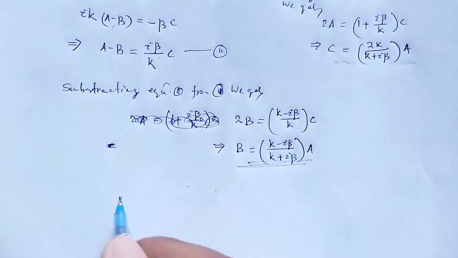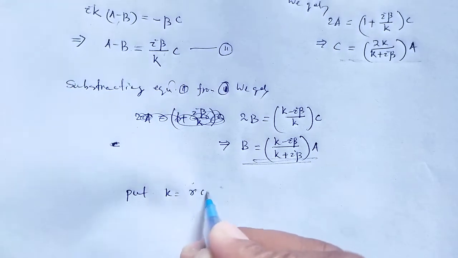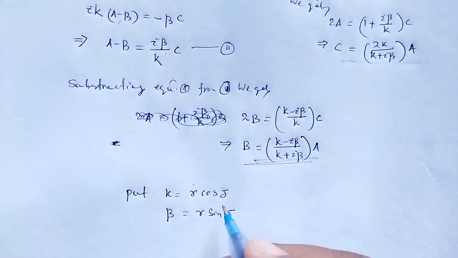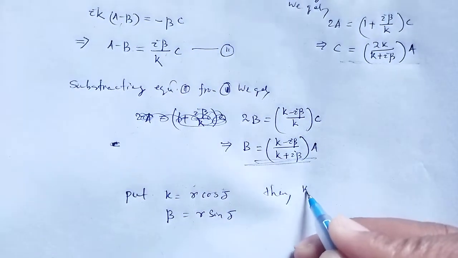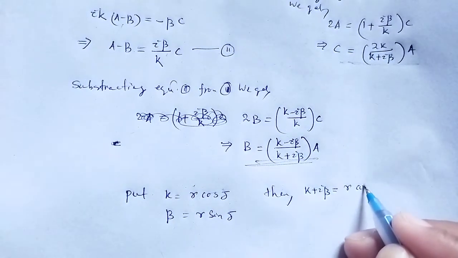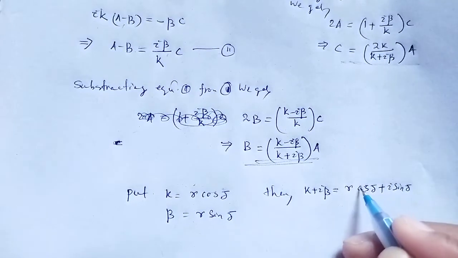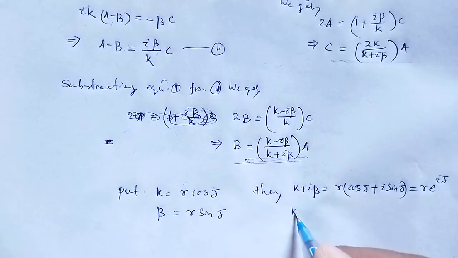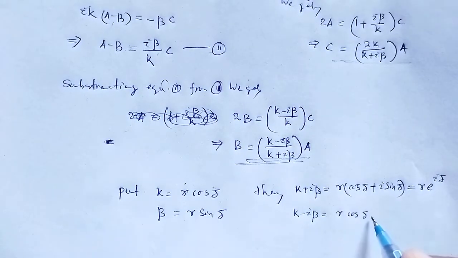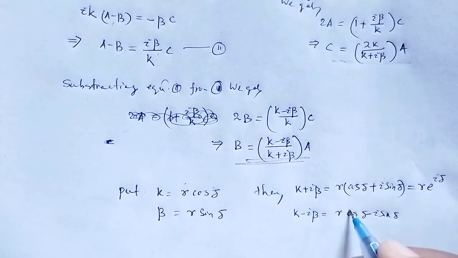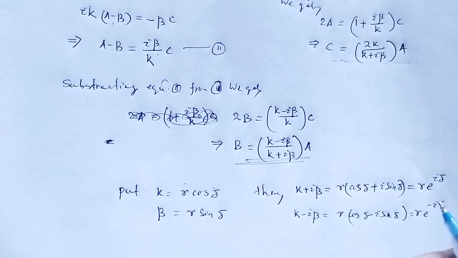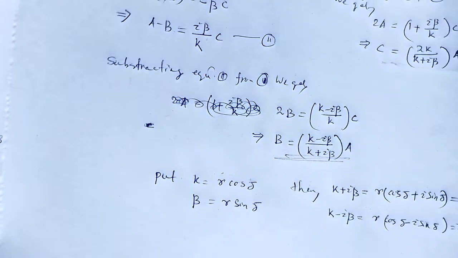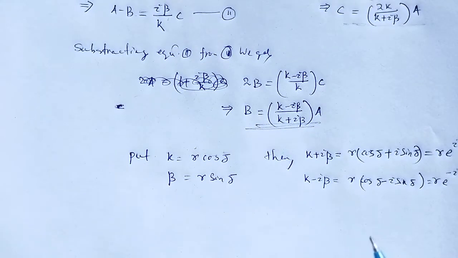Now, let us put k is equal to r cos delta and beta is equal to r sin delta. Then k plus i beta is equal to r cos delta plus i sin delta, that is r e to the power i delta. Again k minus i beta means r cos delta minus i sin delta, r e to the power minus i delta. These substitutions are used here to get the wave functions.